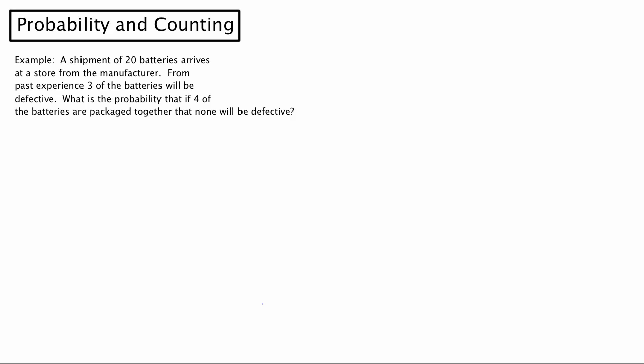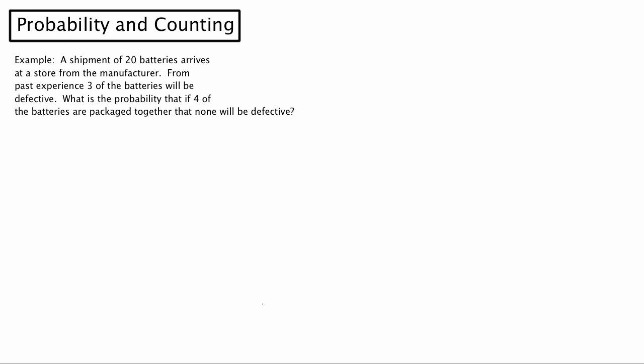The example that we've chosen to look at is a quality control type problem where we're receiving a shipment of 20 batteries. We know that 3 of them are defective, and we want to know what's the probability that if I was to package batteries from this group, none of the batteries packaged will be defective.